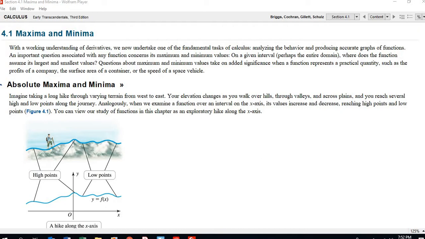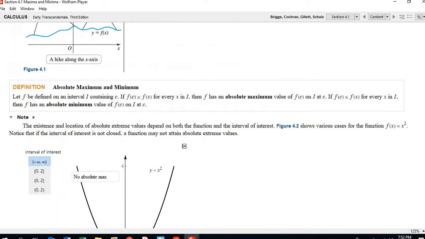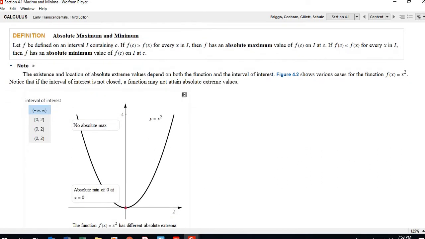You'll see right now that I have your textbook open, and I will refer to a few things in your textbook that you can access through MyMathLab. The definition of absolute max or min is given right here. You're an absolute maximum if you are always greater than or equal to every single y value, and you are an absolute minimum if you are always less than or equal to every single y value. It's a pretty simple concept.